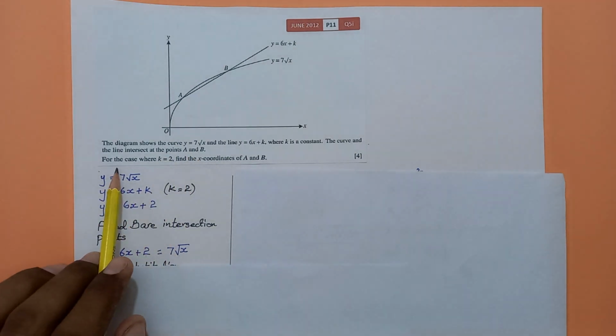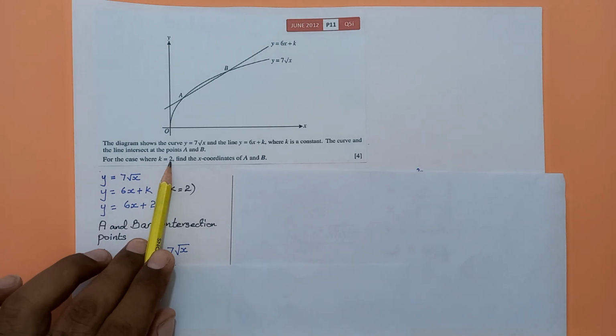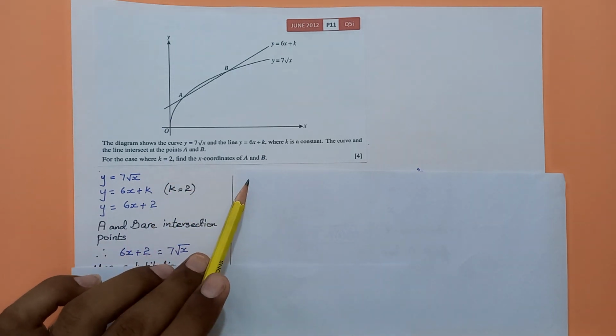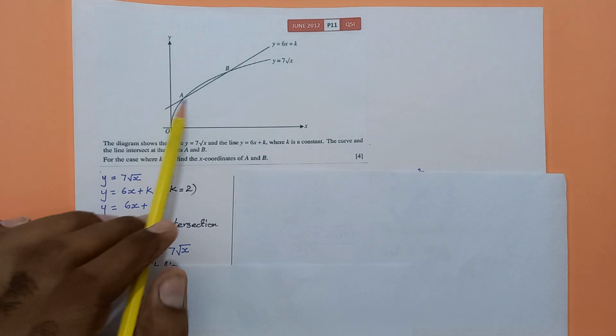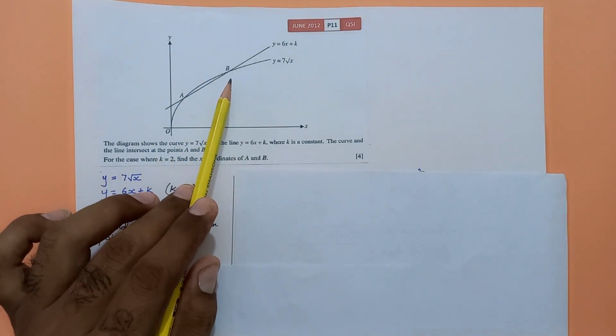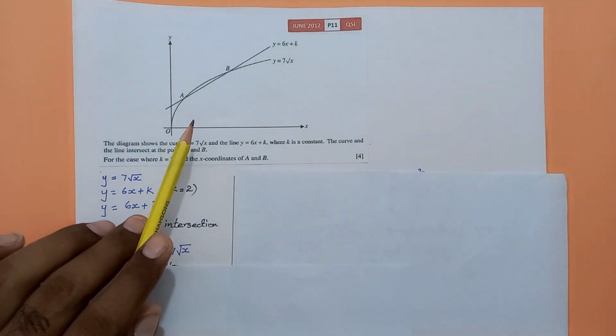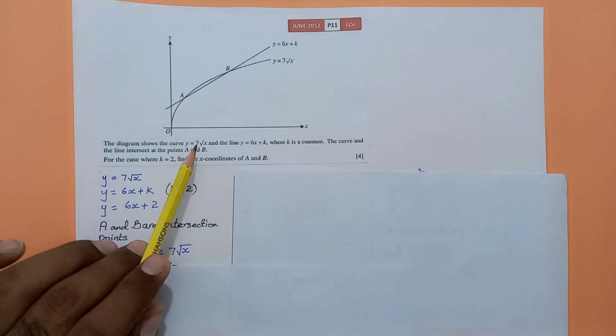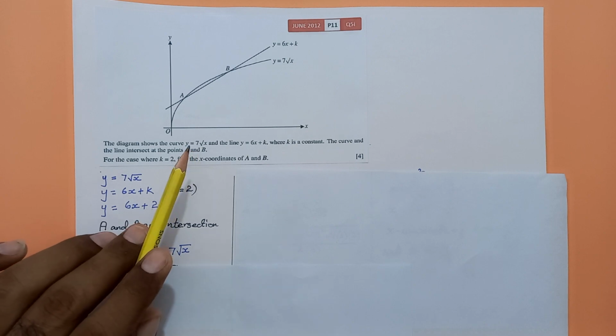And for the case where k is equal to 2, find the x coordinates of A and B. So basically for these points A and B, we just need to find the x coordinate. We don't have to go for finding the complete point, that means the y coordinate. We only need the x coordinate.